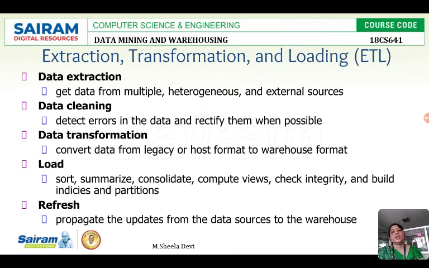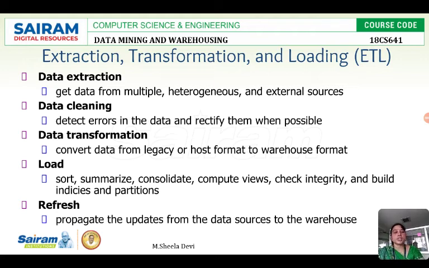These are the operations that happen between the bottom tier and the middle tier. When we are trying to construct the data warehouse, we have to collect the data from multiple heterogeneous data sources. When collecting that data, first we have to do these processes. The first one is data extraction: get data from multiple heterogeneous and external sources. That is extraction, collecting the data from the multiple sources.